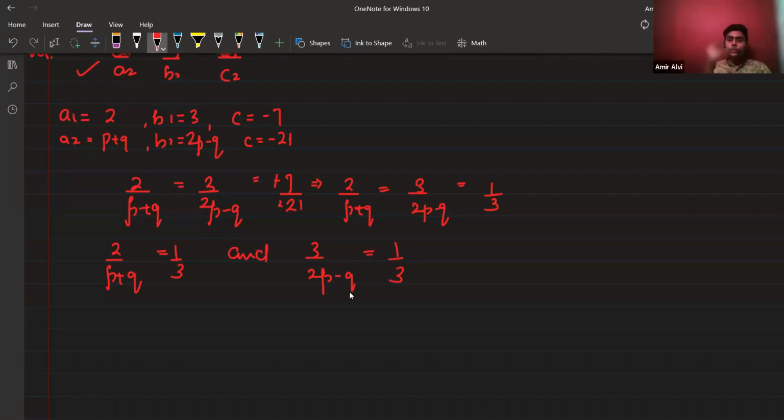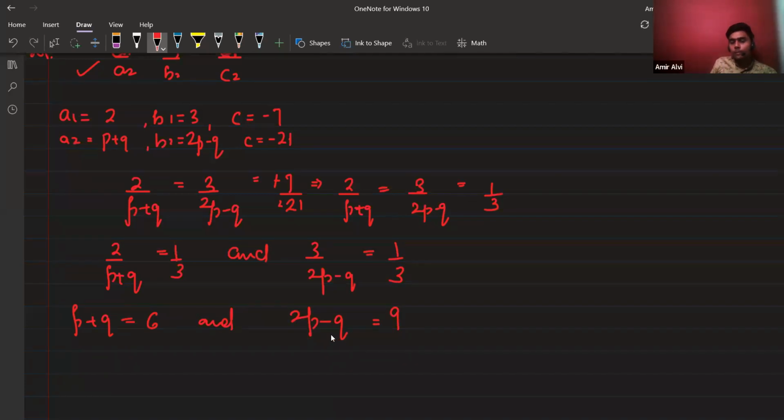Because everything is equal to each other, we need two equations to solve those two variables. Cross multiply them. P plus Q will be equal to 6 and 2P minus Q will be equal to 9.